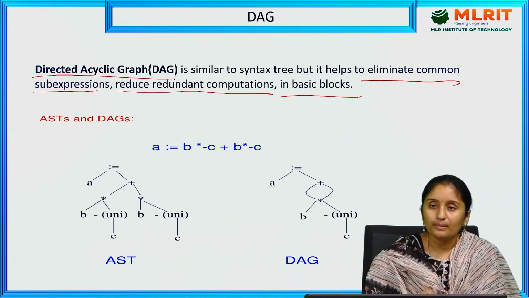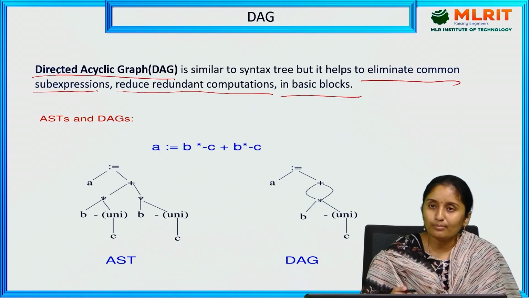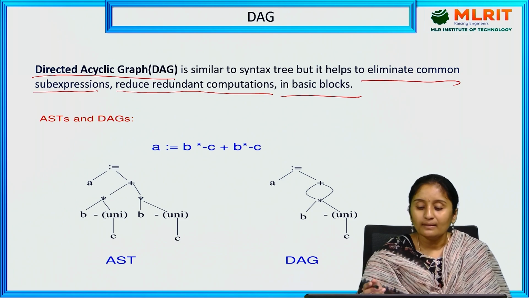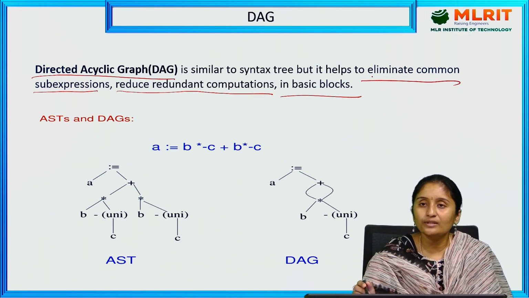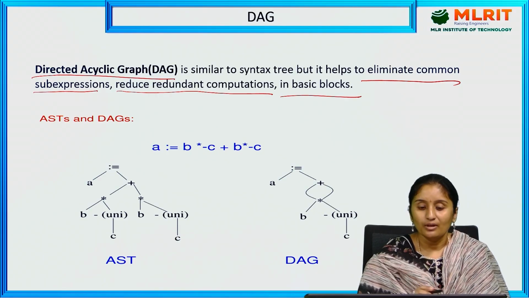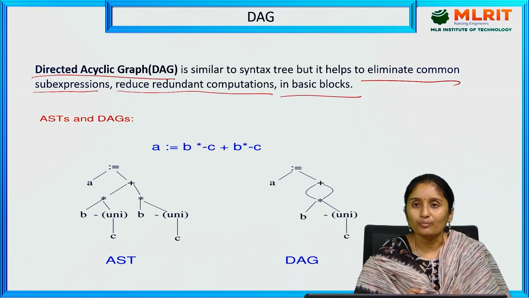So, that is nothing but the DAG. The DAG is nothing but a directed acyclic graph. It is similar to a syntax tree. We are going to generate the syntax tree, then apply the DAG form, eliminating the common elements. If the same thing is repeated, we give a connection and eliminate the duplicate. So, by using this, we are going to optimize the code.